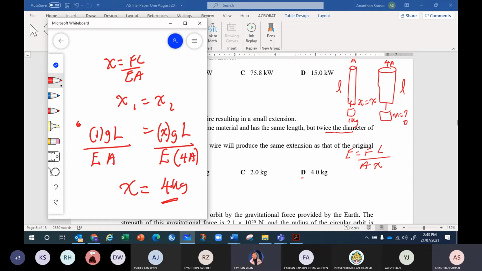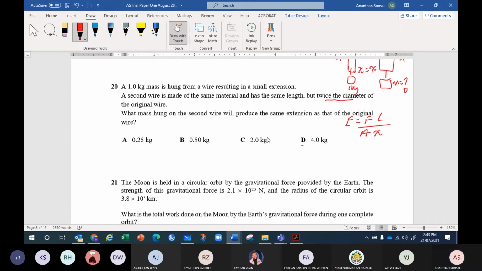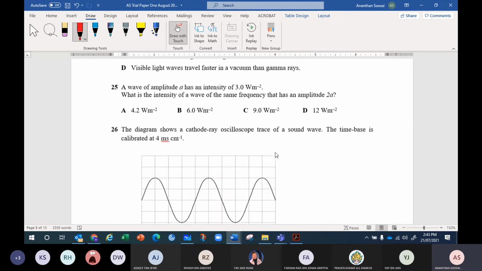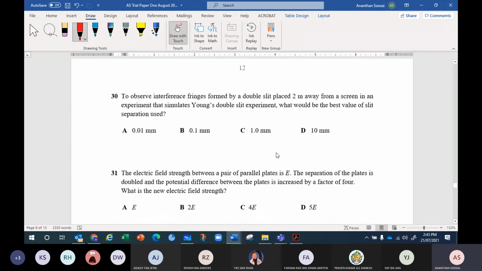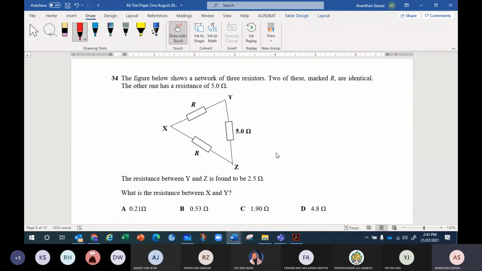So 34 can explain again. I got the answer, but I'm not sure about the working. Which number? 34. Okay, the others, come on, give a try.